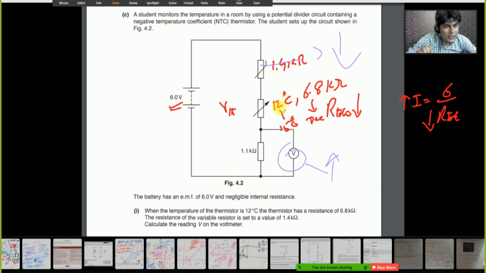Now, if the temperature increases to 15 degrees C, resistance will decrease from 6.8 kilo ohm. That will decrease, let's say, to 5.5 kilo ohm. Got it? Then the voltage drop across this will also decrease, and how much voltage will decrease, that will be compensated by this resistor and this resistor. The decrease of voltage across this resistor will be equal to some increase of voltage across this resistor. Let's say here the voltage is 10 volt.